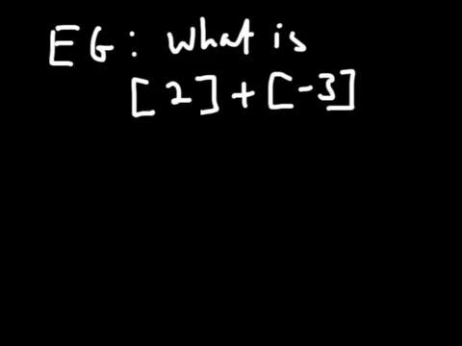Here are 2 matrices that just happen to be single cell matrices. So the dimensions are the same. So quite simply, our answer is 2 plus -3 is -1.